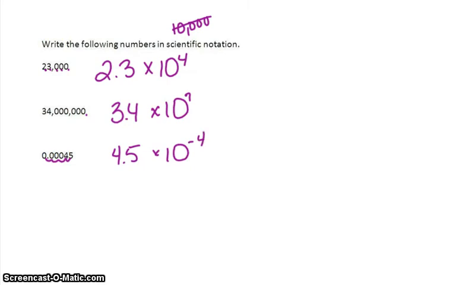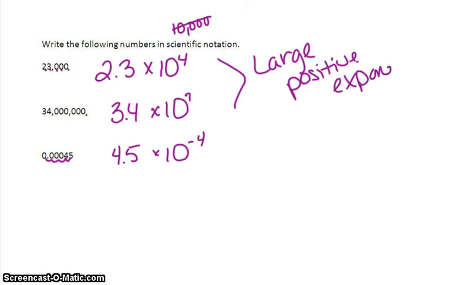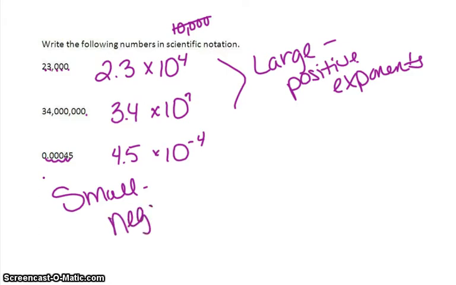The difference here is instead of 10 to the 4th, we're going to do 10 to the negative 4th. Here's how I remember this. If I have a large number, like these two, large numbers are going to have positive exponents. And if it's a small number, in other words, 0 point something, so less than 1, if it's a small number, it's going to have a negative exponent.